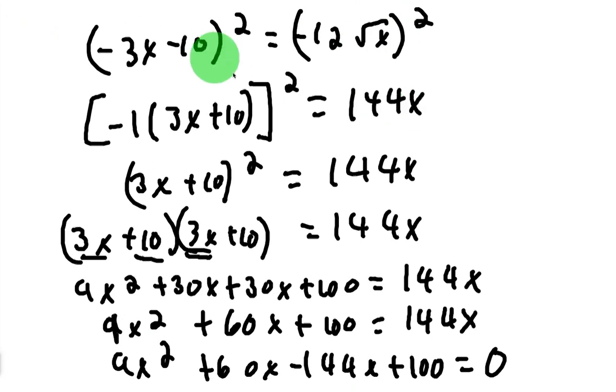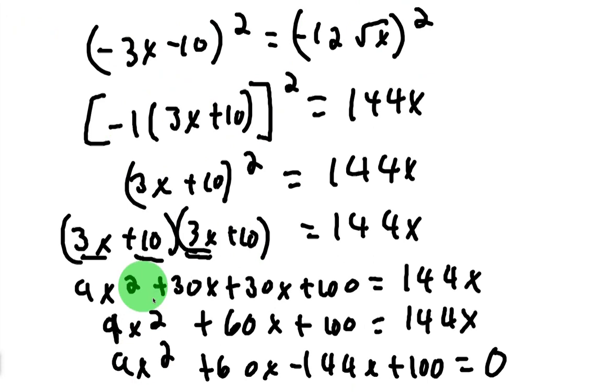When we square the left, we have to multiply it out. Now, what's cool is you can pull a negative out right here and it becomes negative 1 times 3x plus 10. We can see that negative 1 squared is positive 1, so it's just 3x plus 10 squared. And we can multiply that by itself.